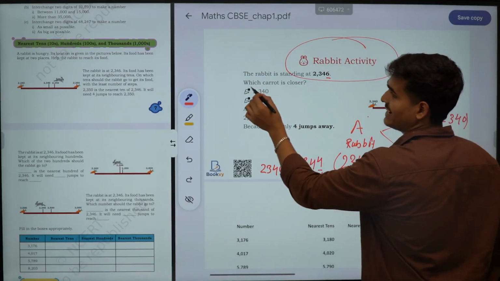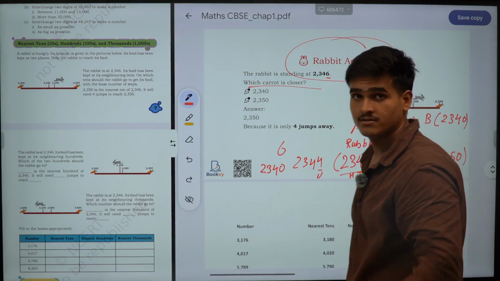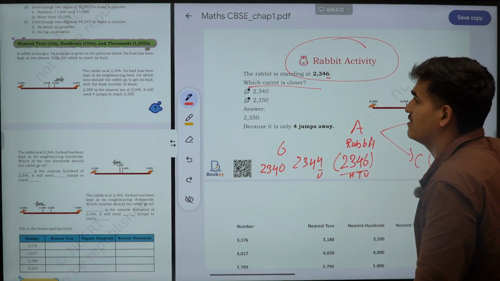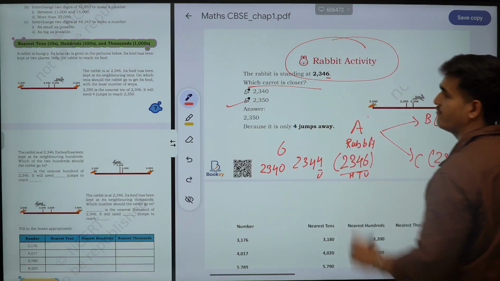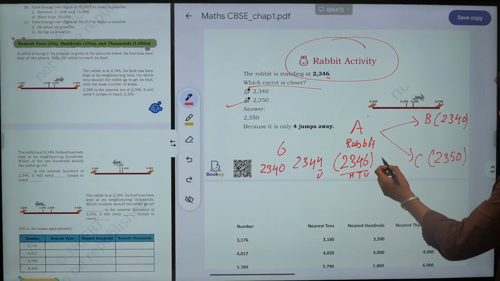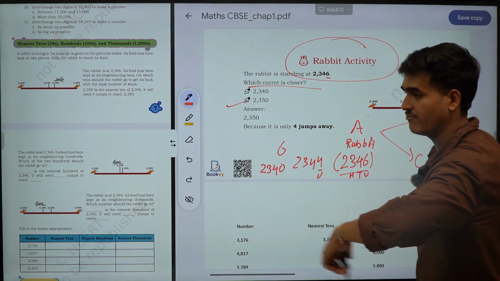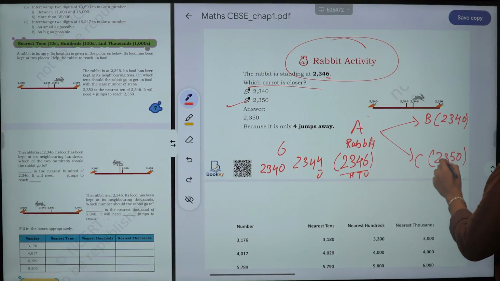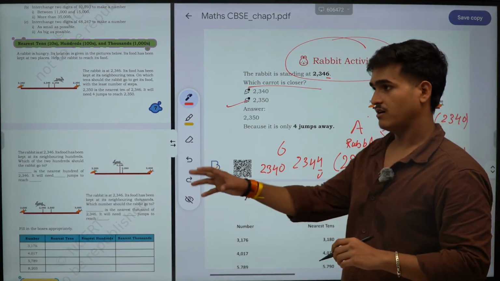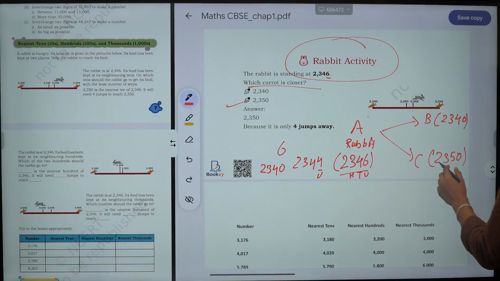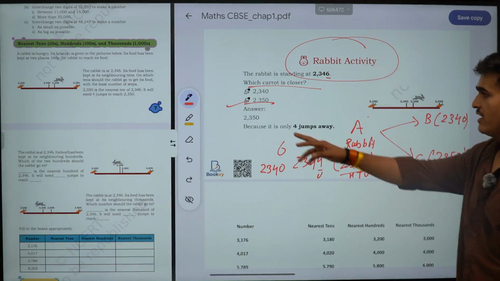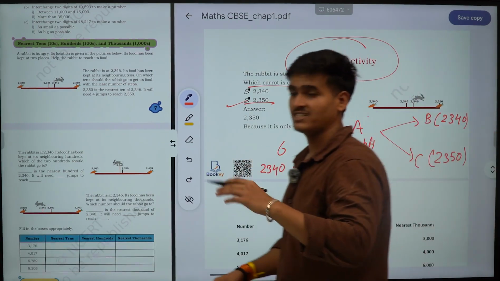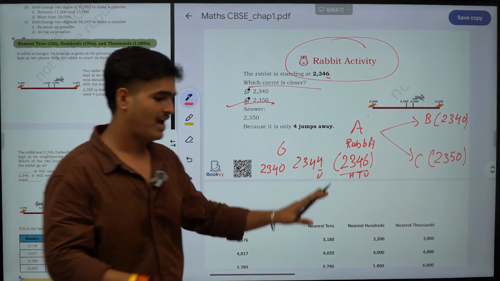So which carrot is closer? Answer me. These are the two options. Obviously 2350. Why? Because 6 is greater than 5 and it will go upwards, so it will become 2350. The rabbit will go to the carrot at distance 2350. Okay, because it only takes 4 jumps. What does this mean? Okay, I will tell you.